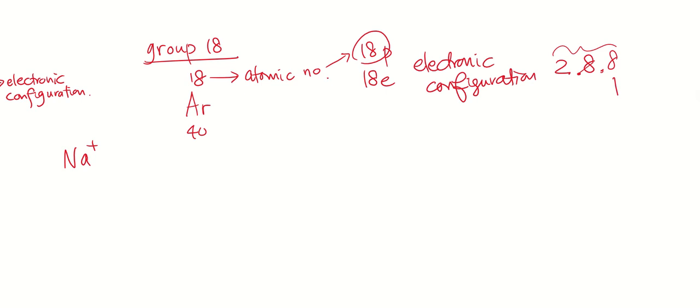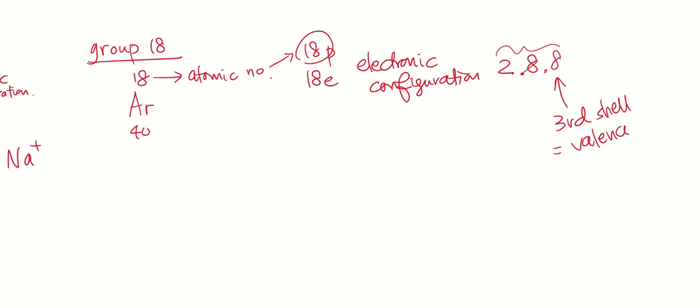So the third shell, which is also called the valence shell. If the third shell or valence shell has 8 electrons, it is full already. What number do Chinese like? 8. So they are very happy already.